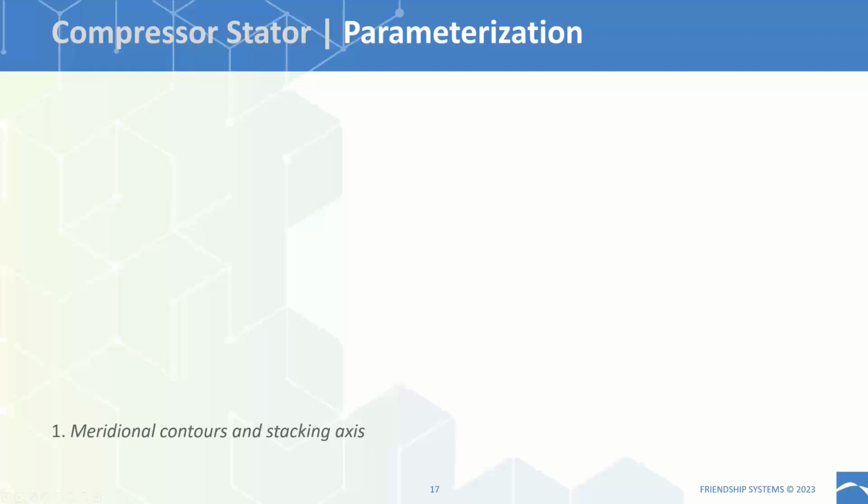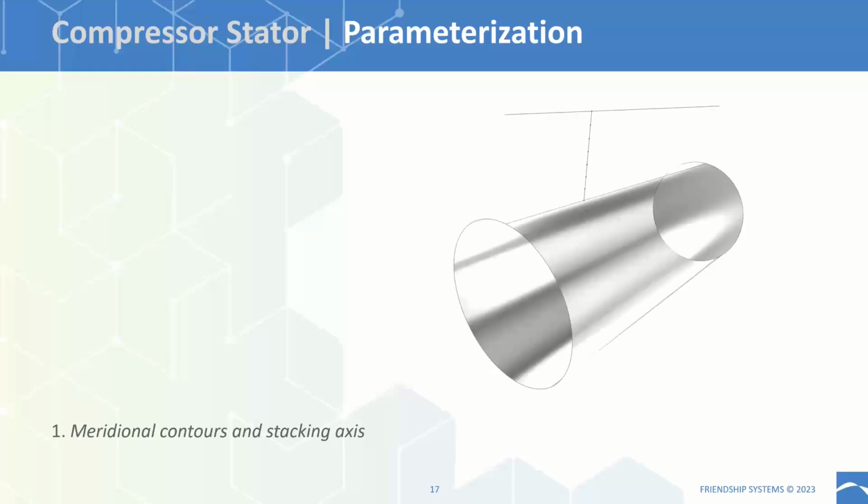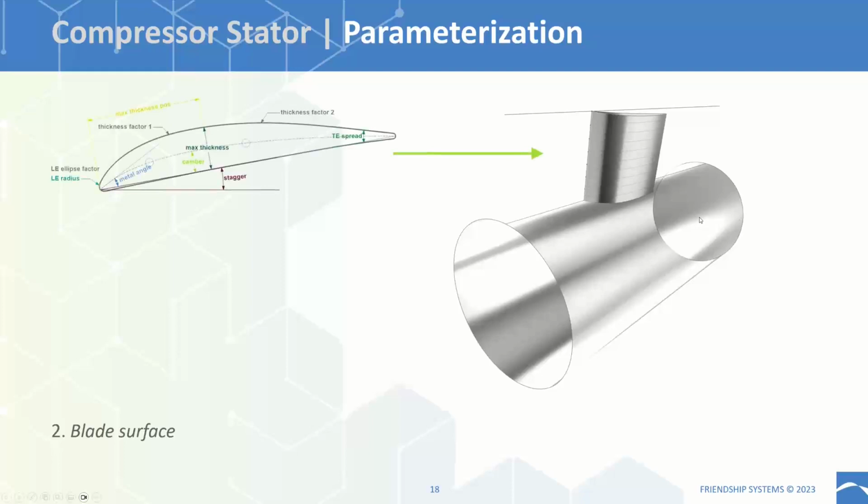Okay, so let's look at these steps, the actual steps for these geometries. As I said, we start with our meridional contours, so hub and shroud contour, and our stacking axis. This is the leading edge shape in this case. And then in the second step, we create our blade surface in the way that I just described, with this airfoil blade surface, which is based on our 2D definition, which you can see here with the parameters indicated there.